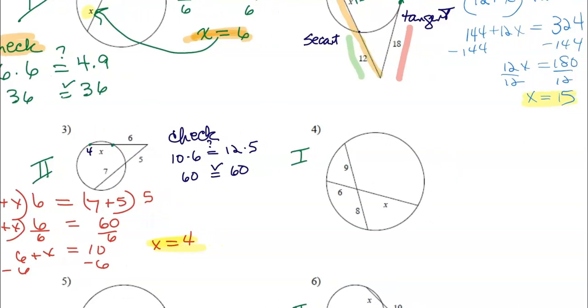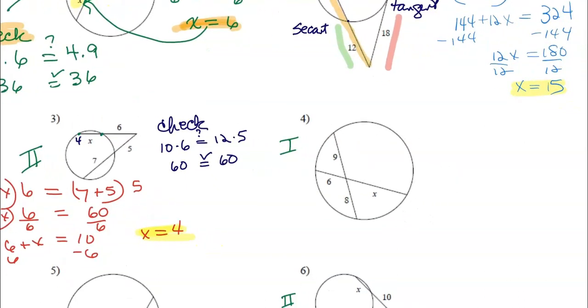Okay, moving on to number 4. In number 4, we're back inside the circle, having two chords cross. So when that happens, the pieces have to multiply together in each chord. So the theorem's telling us that 9 times 8, which are the different pieces of this first chord, must equal, let me highlight the second chord, 6 times x. So it must equal 6 times an x.